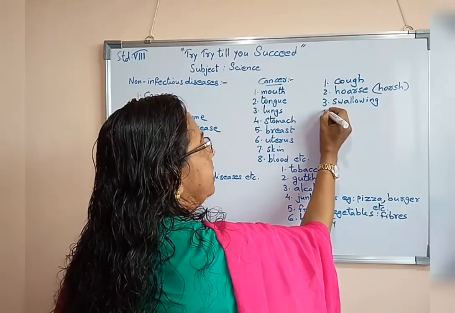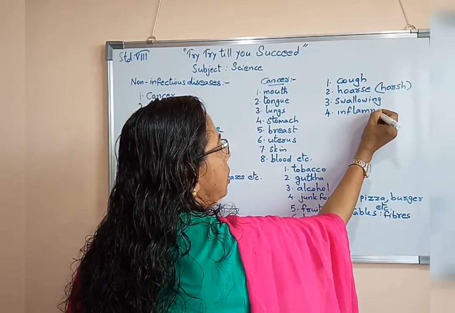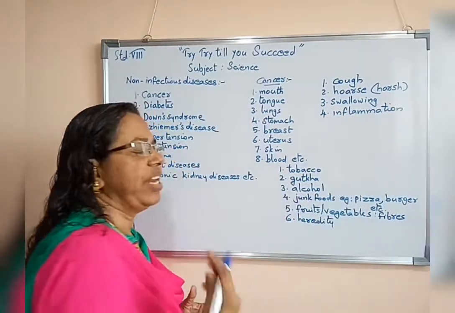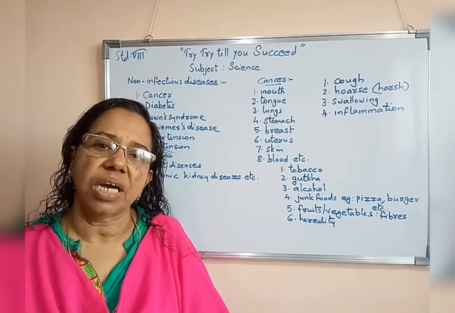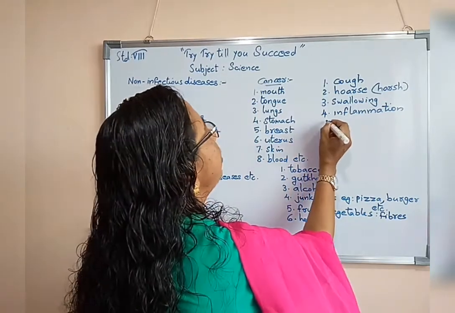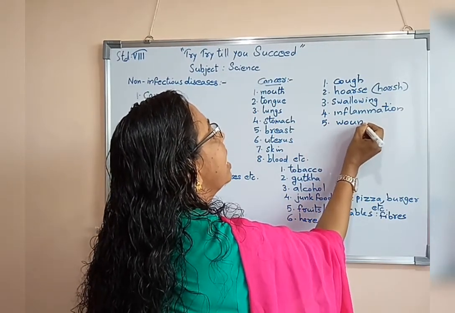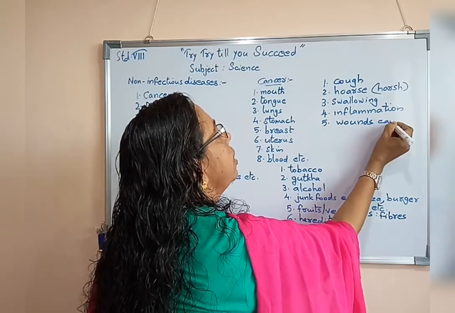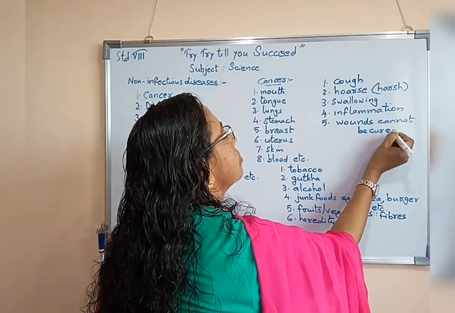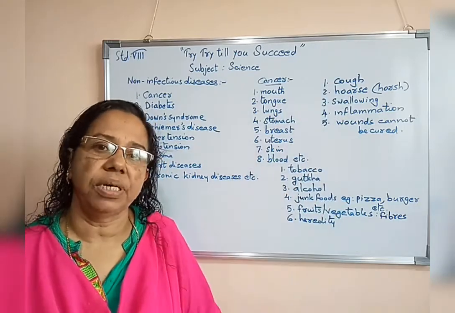Then another symptom is that inflammation may occur. Inflammation means swellings may occur in the part where it is affecting. Then wounds: if there is any wound, that wound cannot be cured. Any wound or any scars will occur, and wounds cannot be cured. These all are the symptoms of cancer.